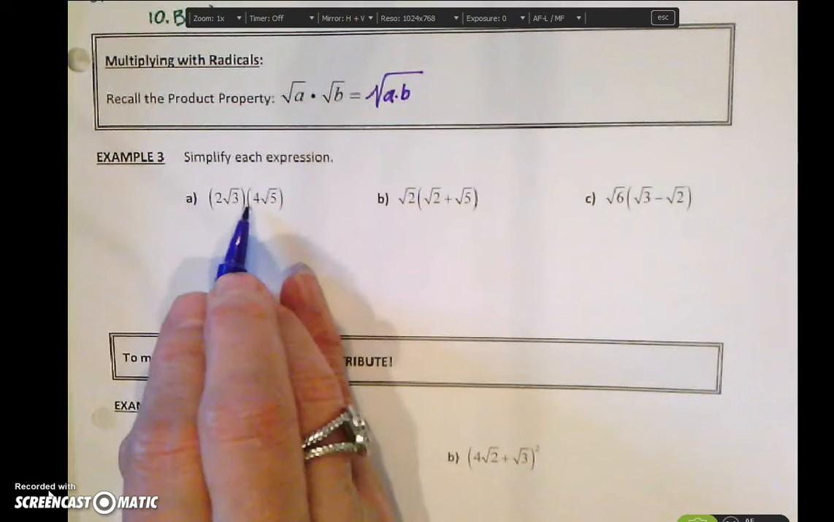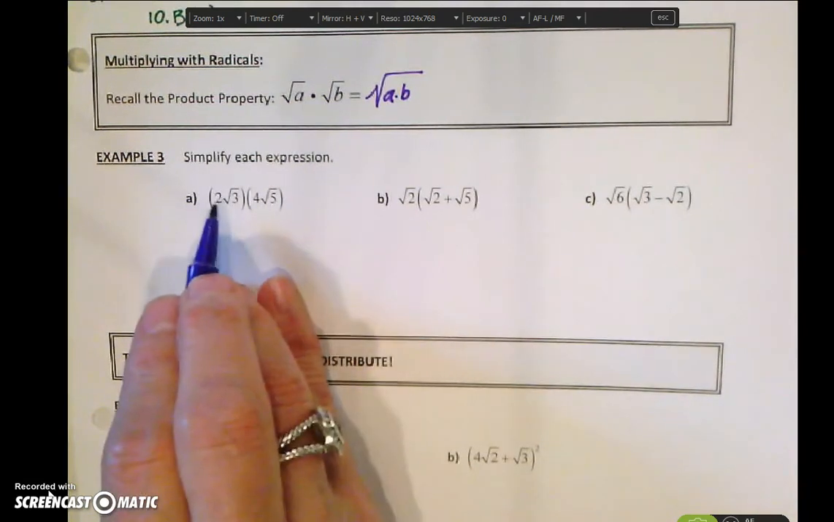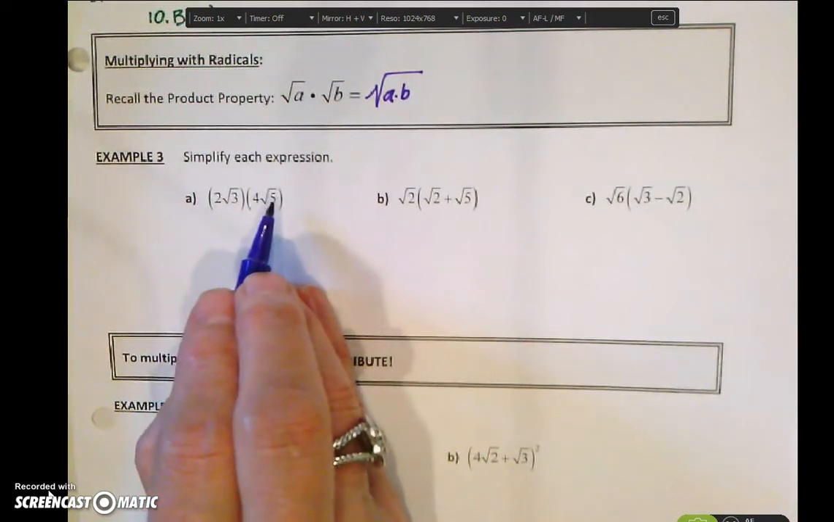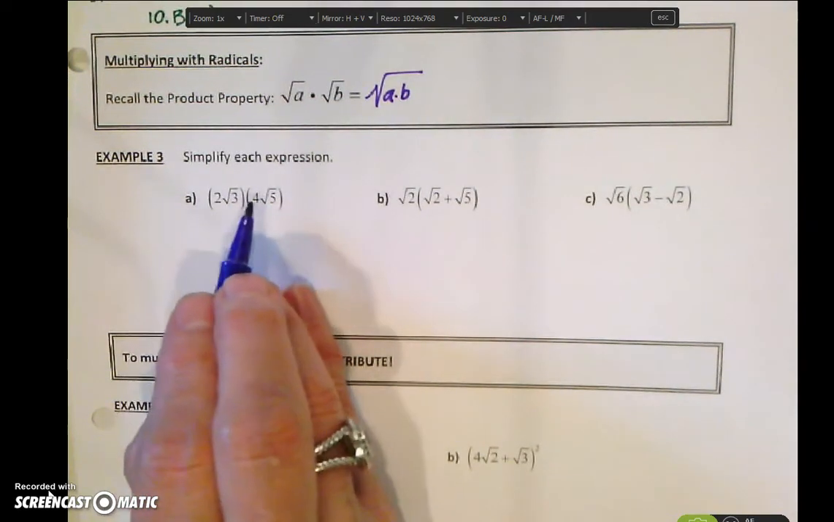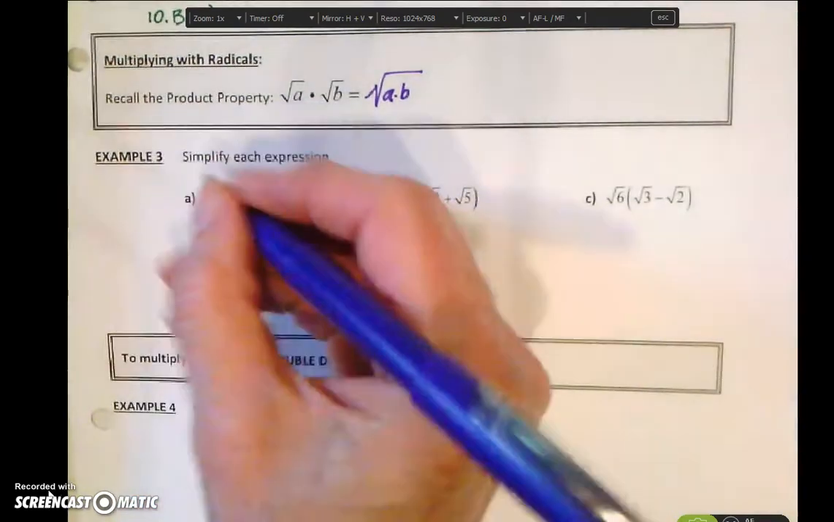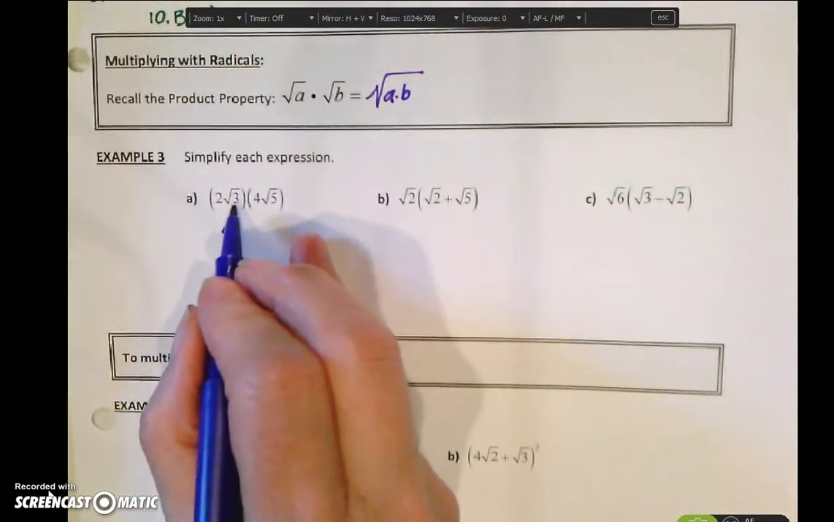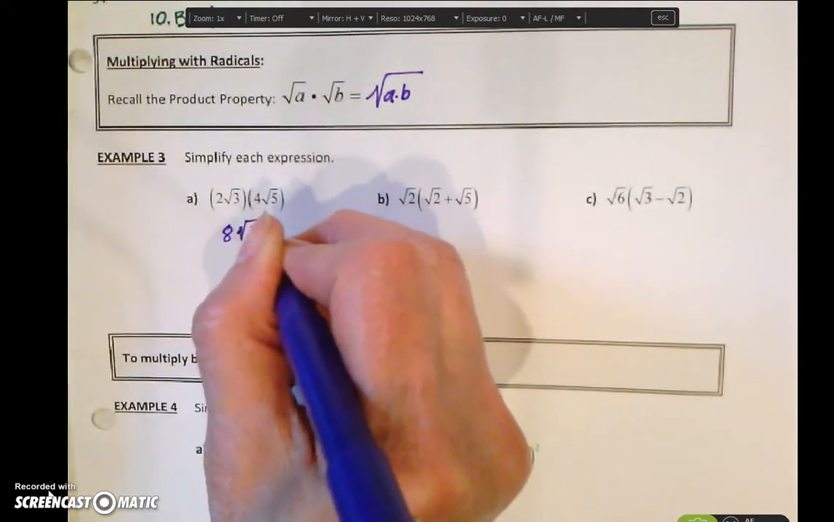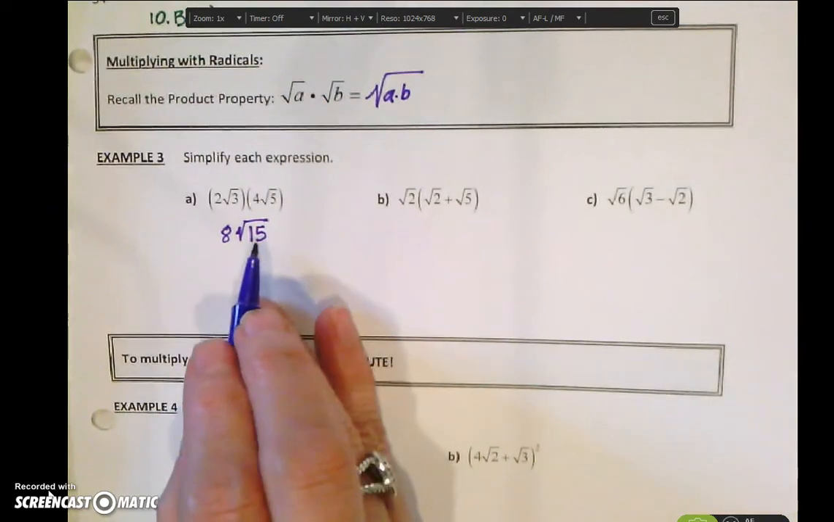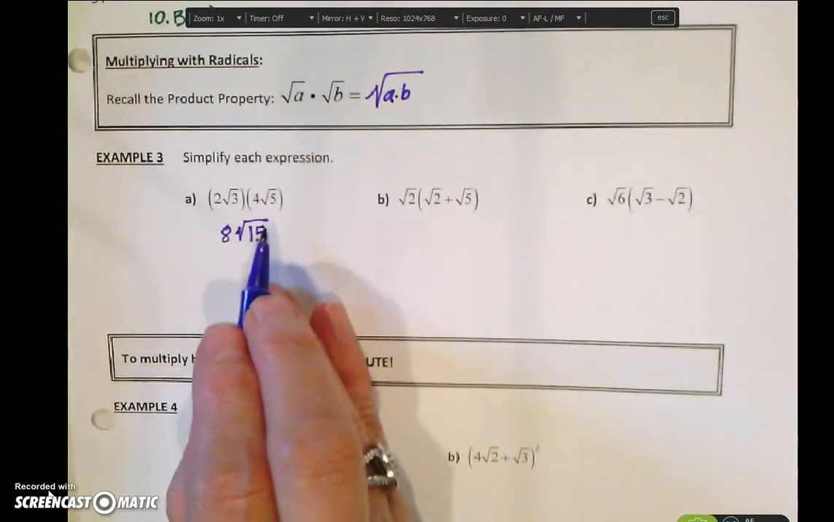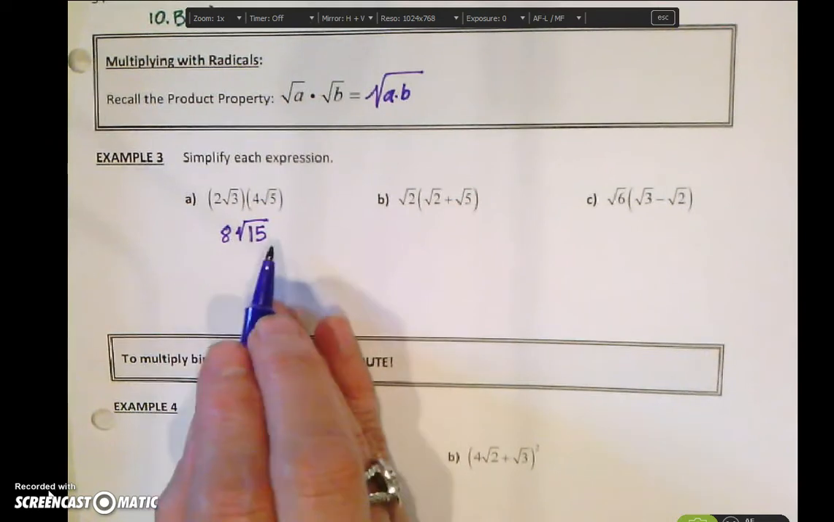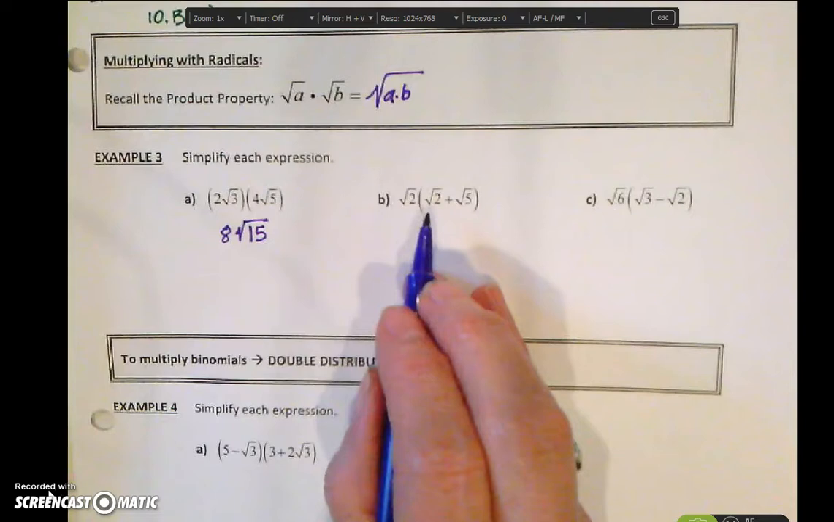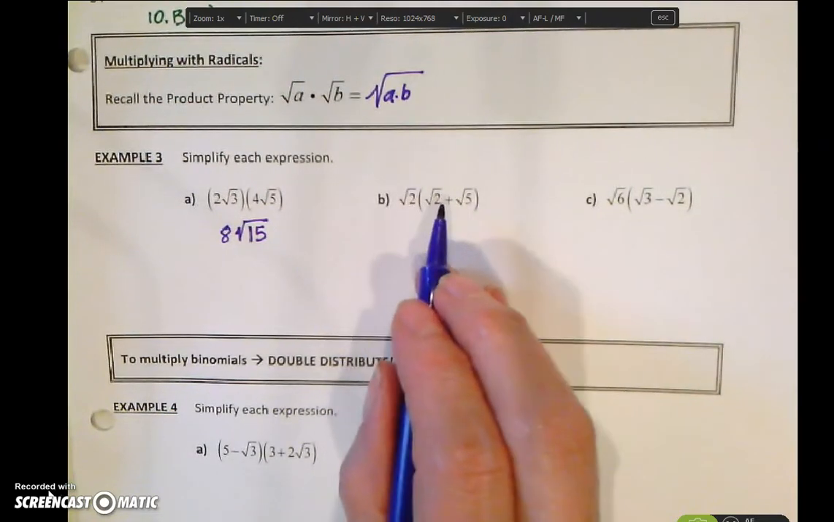Here I have 2 radical 3 times 4 radical 5. So I have a number in the front and the number inside. Number in front, number inside. I'm going to multiply the numbers in front, so the coefficients, so 2 times 4 is 8, and then the numbers inside, so radical 3 times radical 5 is radical 15. I want to take a second and make sure that 15 couldn't be simplified, and it can't, so this is my final answer.